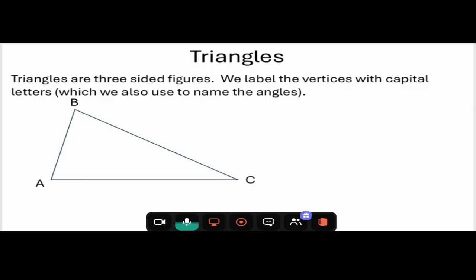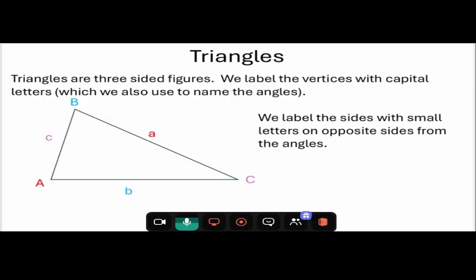As we talked about before, we use capital letters to name the angles. Also, those would be called the vertices of the triangle. The vertices is plural for vertex. So you would say this corner is called A, this corner is called B, this corner is called C. We also use capital A to represent this rotation, this angle, capital B for this angle, and capital C for this angle.